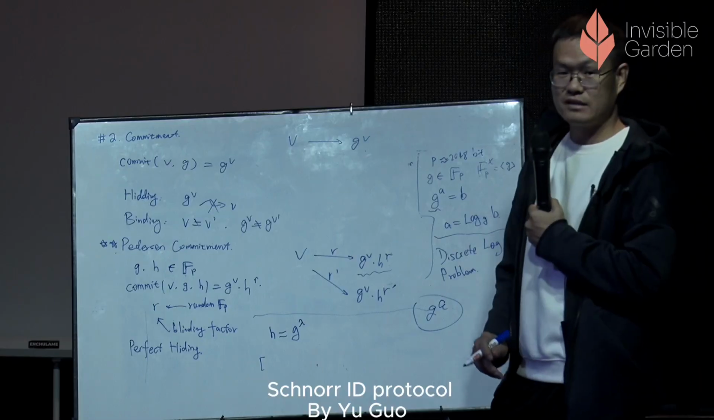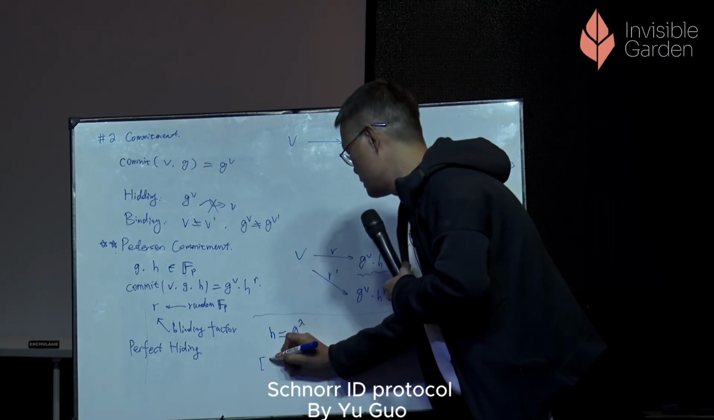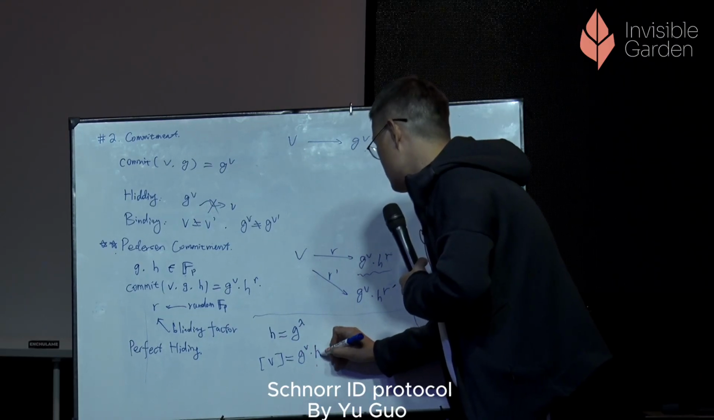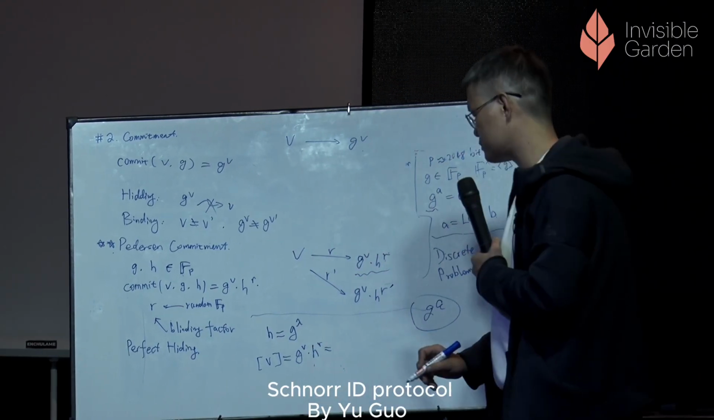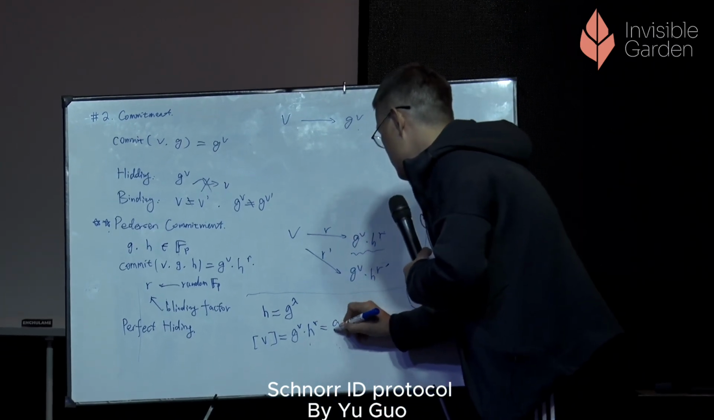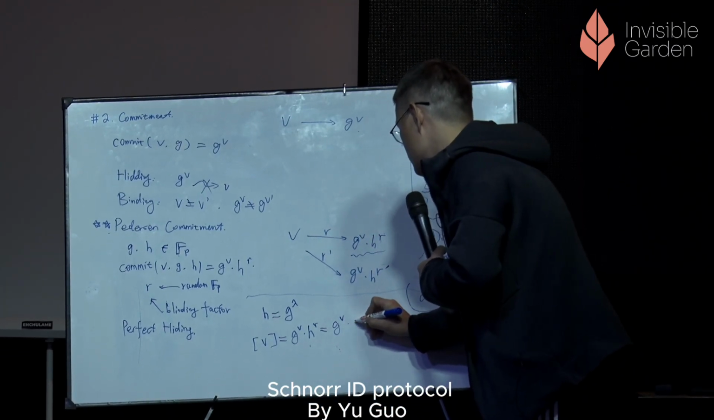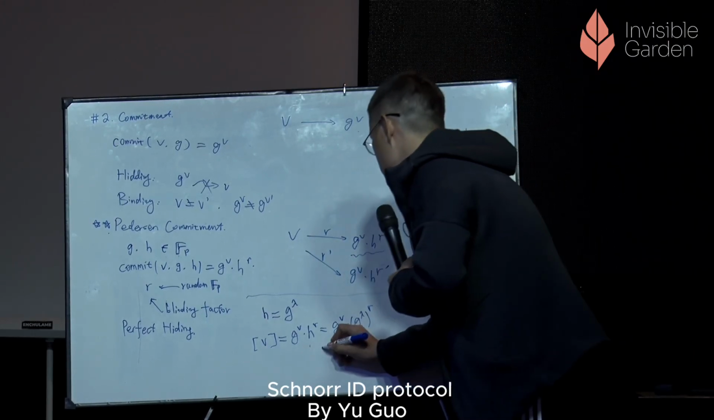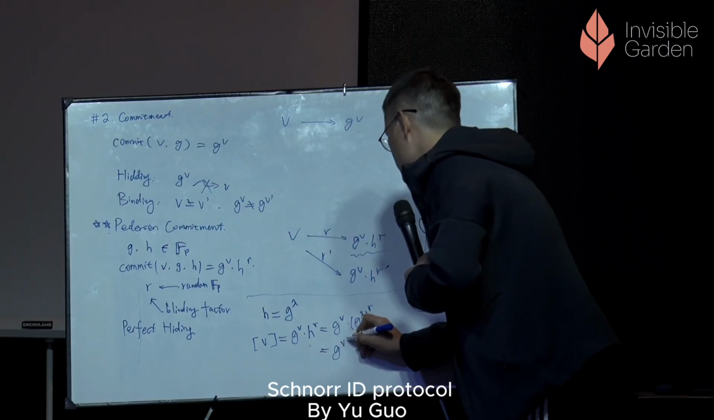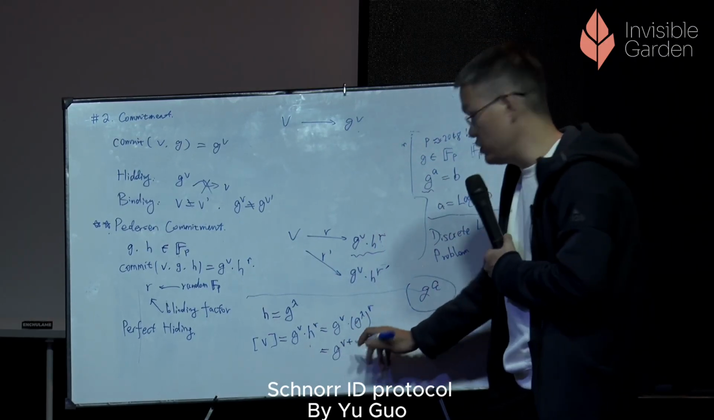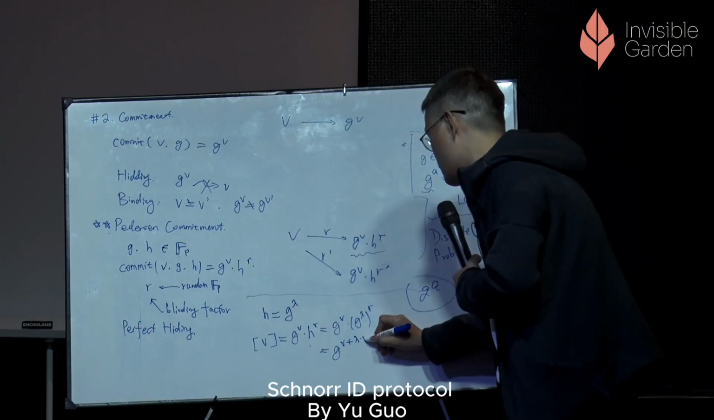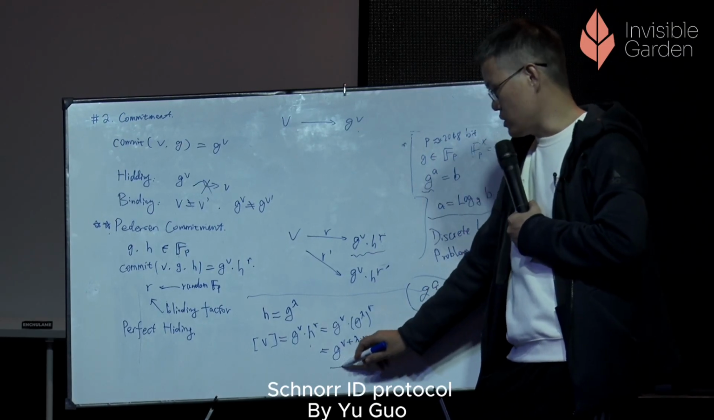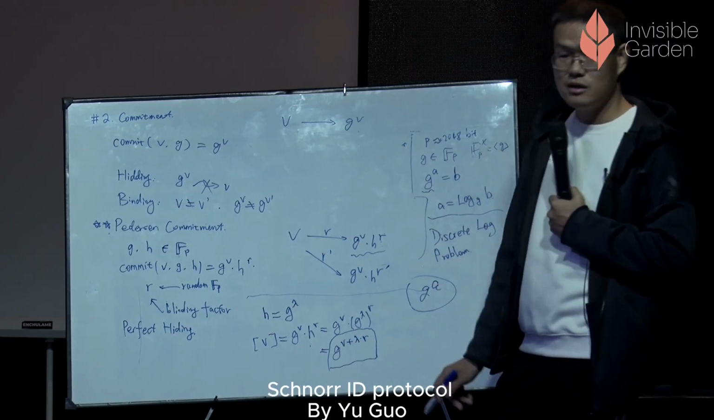Let's use a square bracket for the commitment, equals G^V times H^R, equals G^V times G^(lambda R), equals G to the power V plus lambda times R. Okay. Basically, what we put on chain is this value, right? Put it on chain.